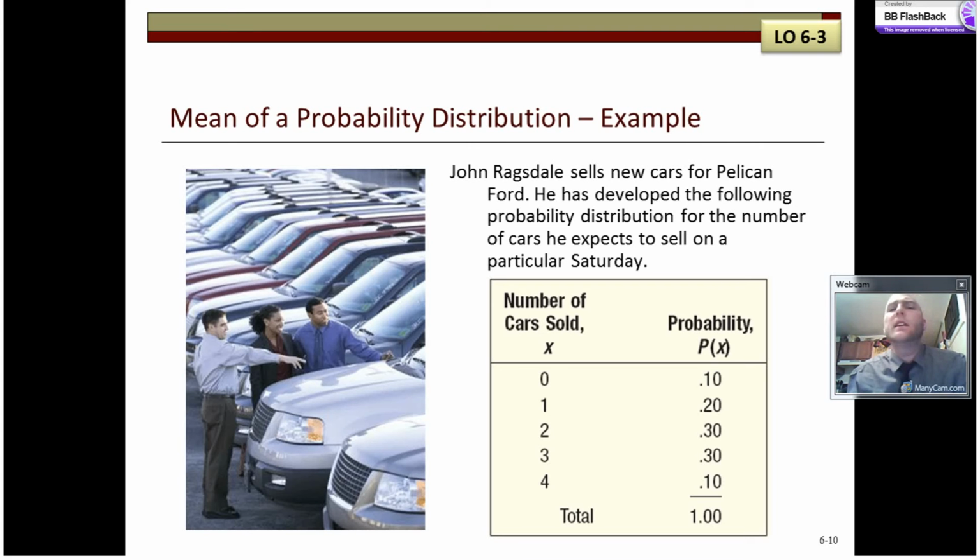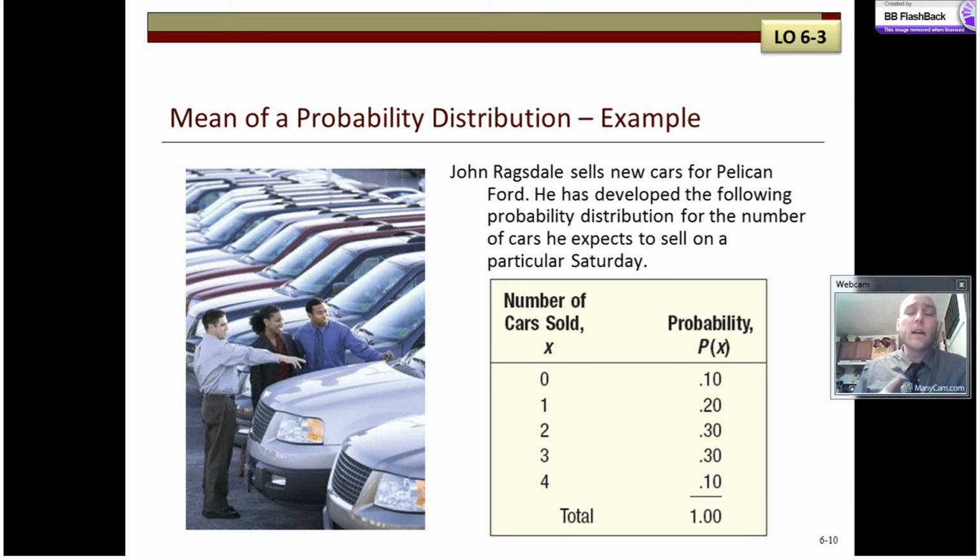And John says there's a 10% or 0.1 probability that I will sell 0 cars tomorrow. There's a 20% or 0.2 probability that I will sell exactly 1 car. There is a 0.3 or 30% chance that I will sell exactly 2. A 30% chance I'll sell exactly 3, and a 10% chance I'll sell exactly 4. Now, those are mutually exclusive because exactly 3 does not overlap with exactly 2, with exactly 4, etc. And it's exhaustive. You can see if you add up those mutually exclusive events, you can sum up the probabilities and get 1. So this is pretty good.